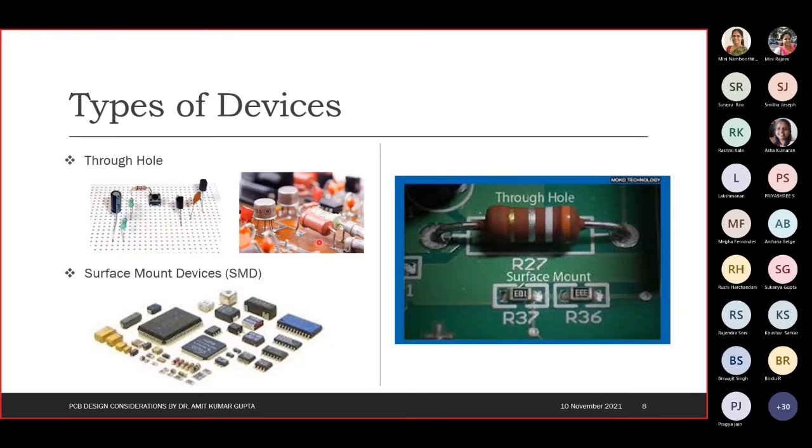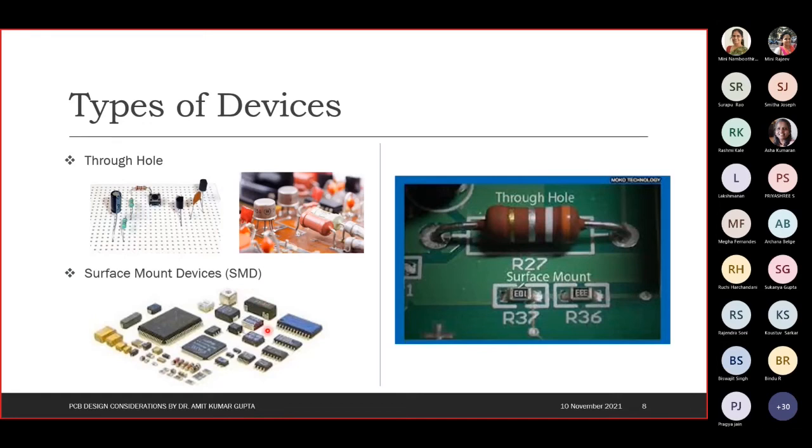Here you can see that the lead goes inside the PCB, and from the other side, or maybe from the same side, we solder them. So they will have a drill arrangement on the PCB so that we can fit them on the PCB. They are called through hole devices, through hole components. The other is called surface mount devices.